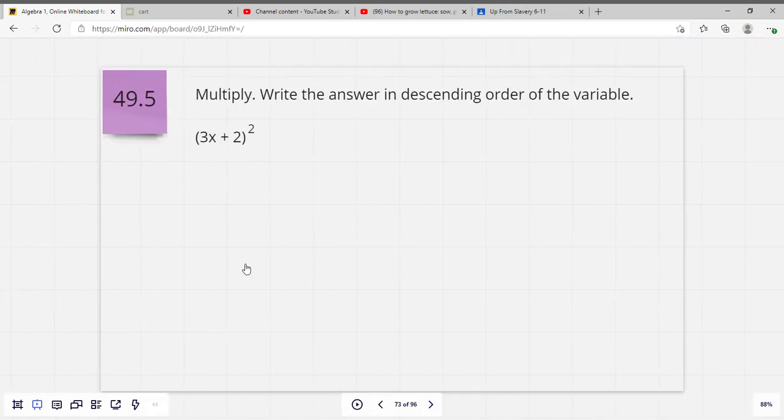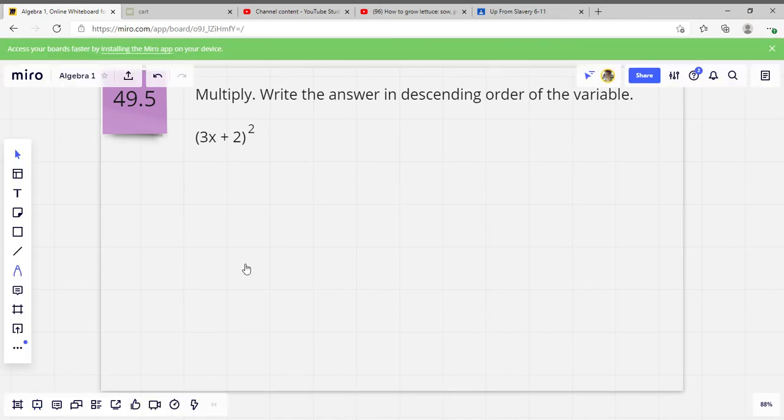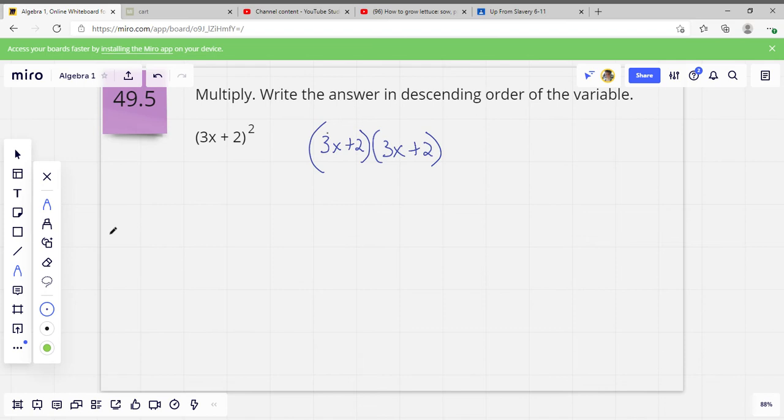All right, so this one's a little different. This one says 3x plus 2 squared. Now, we can't just square each of these terms. We can't say 9x squared and then 2 times 2 is 4. It's tempting to try to do that. But what this really means is 3x plus 2 times 3x plus 2. So we have to write the whole thing twice and then rainbow it. So here we're going to have 3 times 3 is 9.